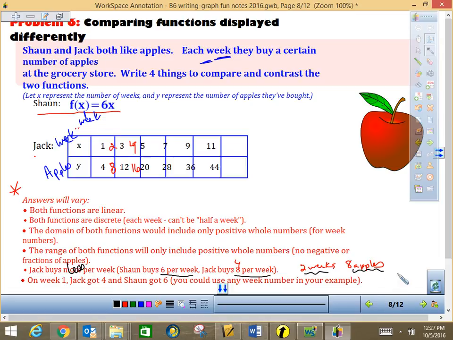So on the test, we're going to be asked to write at least 3 or 4 different statements. I would talk about linear, nonlinear, discrete, continuous, possibly what their domains and ranges are. Anything else that you notice that you can say something about? Okay, does that make sense as we look at those? Okay.